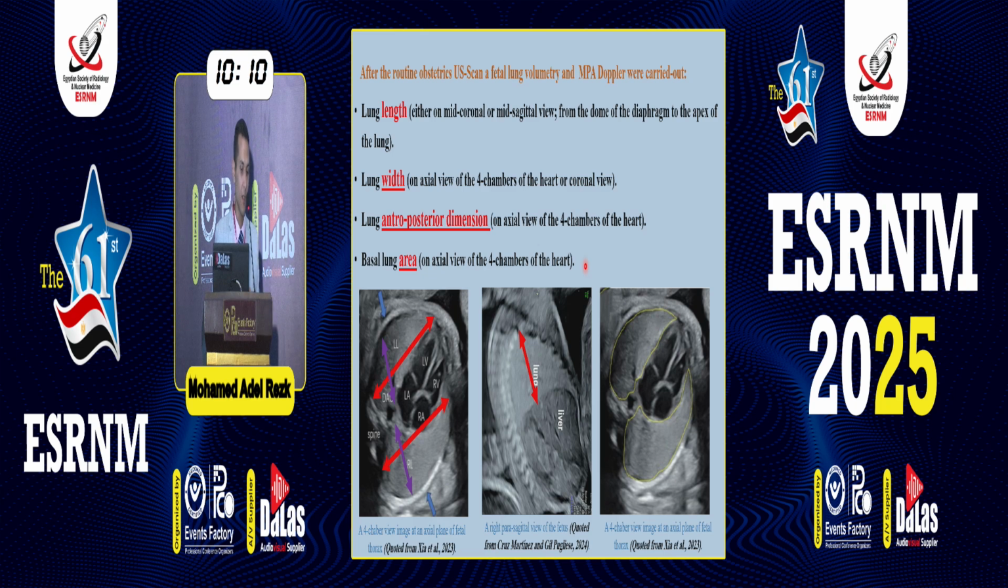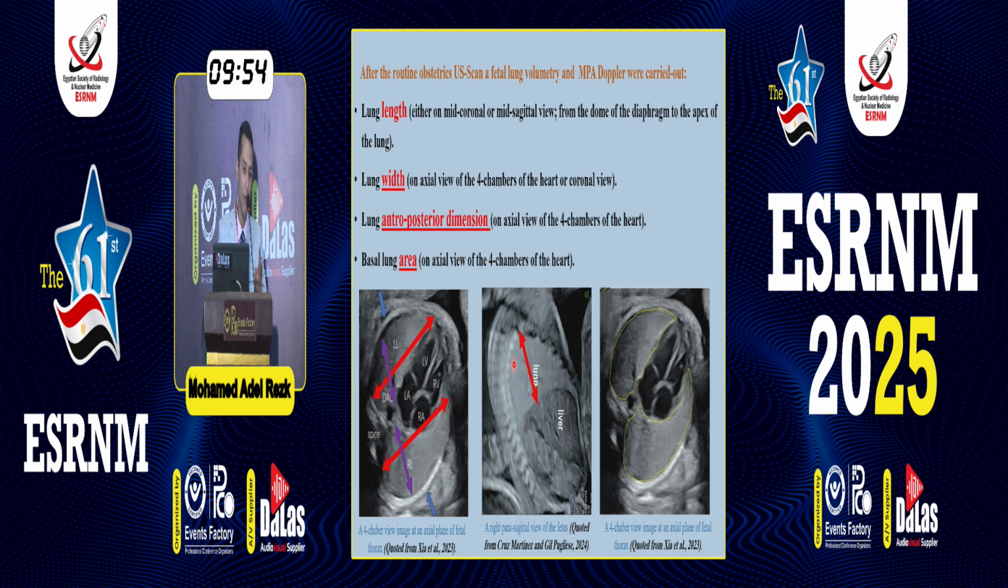Those are the basic measurements which we performed. First we have the axial 4-chamber view of the heart. This is the optimum view to measure the AP diameter and the transverse diameter of the heart and of the lungs.